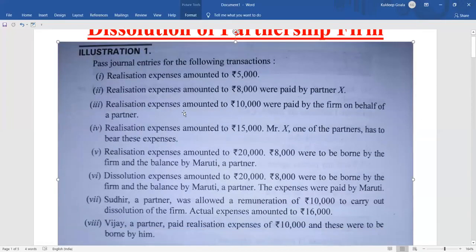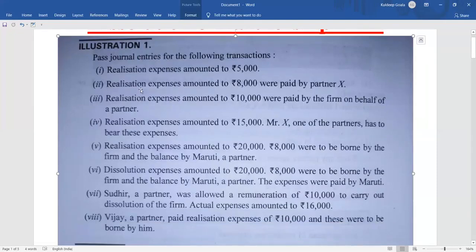Then coming to the next one. Realization expenses amounted to 8,000 were paid by partner X. Okay, realization expenses of 8,000 were paid by partner X. The name of the partner was X. So if the partner is paying the realization expenses, that means what? First thing, it is a loss for the firm. Realization expenses हुआ मतलब loss हुआ है. So realization account will be debit. Clear? Realization account will be debit. Expenses हुआ, loss हुआ, realization account debit.